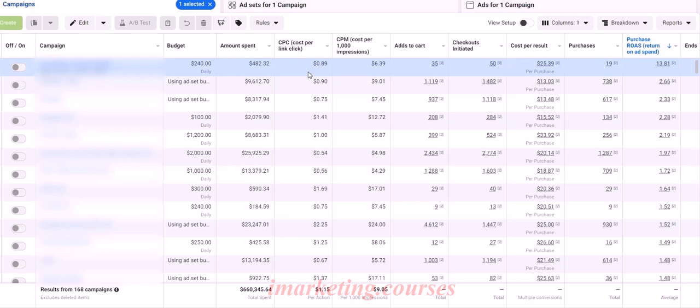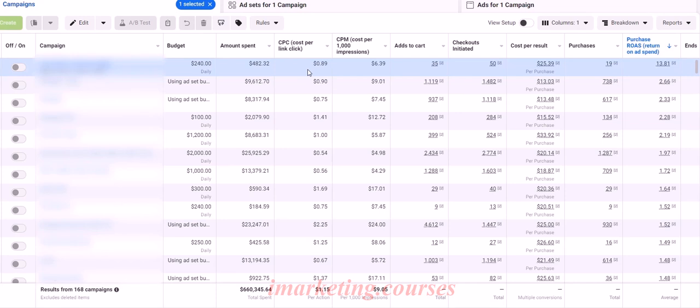Now CPC is totally different. With people that are watching your ad, you might be targeting the right people, but the people are not interested enough to go ahead and click your video. So, this makes sense because this is called cost per link click. That means if you show 100 people and they don't click your ad, your CPC is going to be a lot more because obviously they're not clicking your ads, so you're spending more per click.